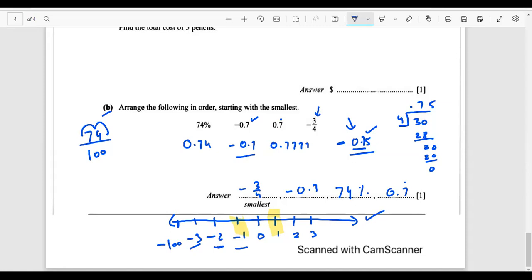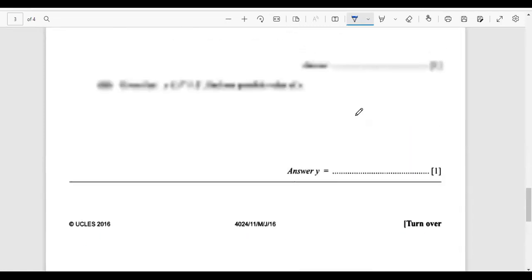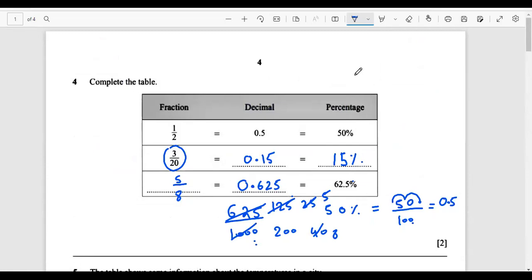Okay, now you're clear with it. All right. So this is basically the idea about this chapter. You would only be asked to convert a decimal to percentage, a percentage to fraction, stuff like that.